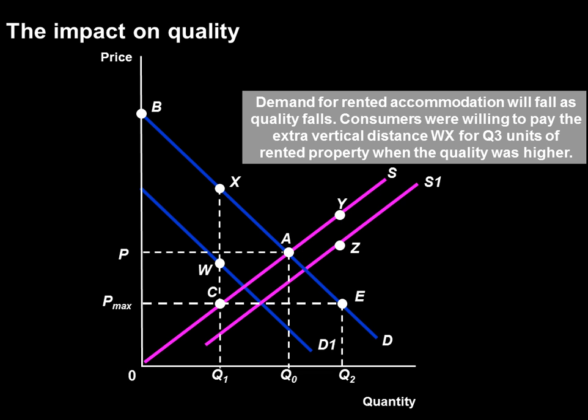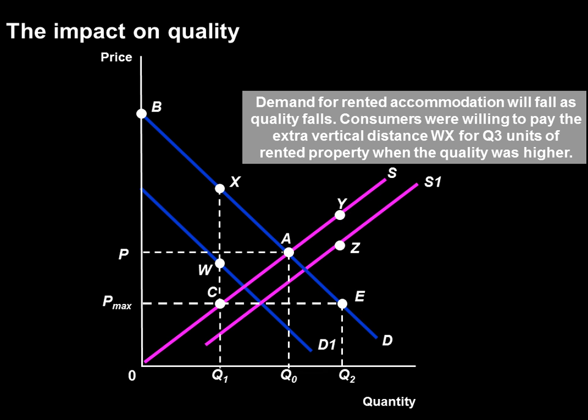Unfortunately, that's not the end of the matter, because with a fall in the quality of rented accommodation being made available by landlords, this will have an impact on the demand curve. Remember that the old demand curve, the line BD, was associated with a particular level of quality. But now, if the rented accommodation on offer is going to be of a lower quality, this may well lower demand. And we've tried to show that by putting the demand curve back to D1.